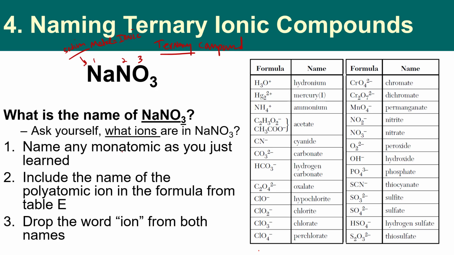Let's name our monatomic ion as I have previously learned in the video. So I know that this is a sodium ion. And now I want to include the name of the polyatomic ion that's in this particular formula. So I see NO3 here. Now I have memorized my polyatomic ions, but hopefully you have too. But if you didn't, go take a peek at table E, which is over here. And if I go down to the second column, I see NO3 minus is a nitrate ion. So I'm going to write nitrate.